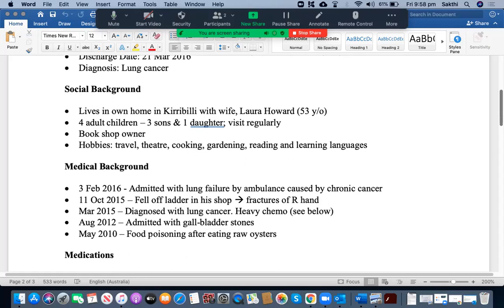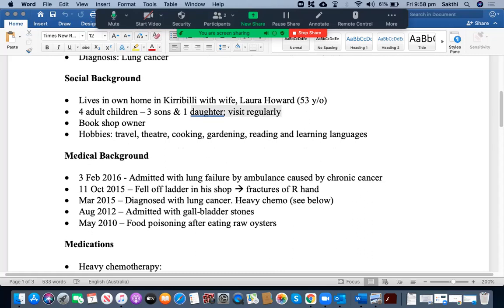4 adult children, that's okay. Visit regularly. Okay. Try not to use the same phrase. For example, visit regularly. I mean, on a regular basis. You can say on a regular basis or frequently, something like that. All right.